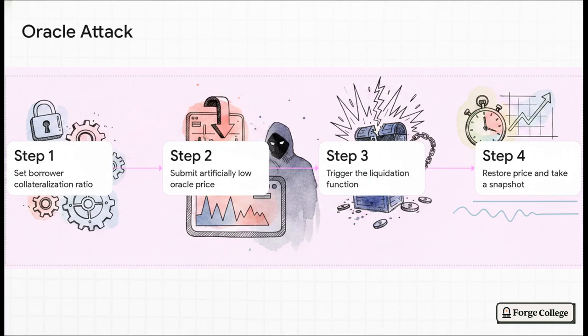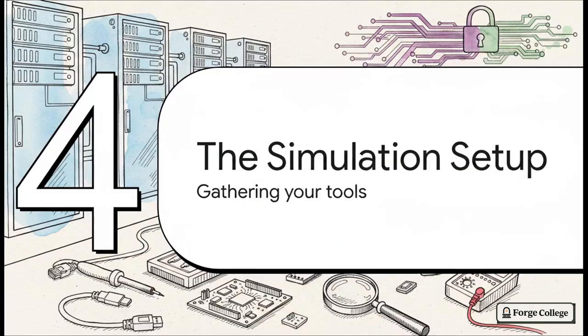Second, the attacker submits an artificially low price to the oracle. Third, the attacker triggers the liquidation function, stealing the collateral. And finally, they restore the price to hide their tracks, and you take a snapshot. Your script has to perfectly mirror this exact chronological sequence from your threat model. No skipping steps, period.